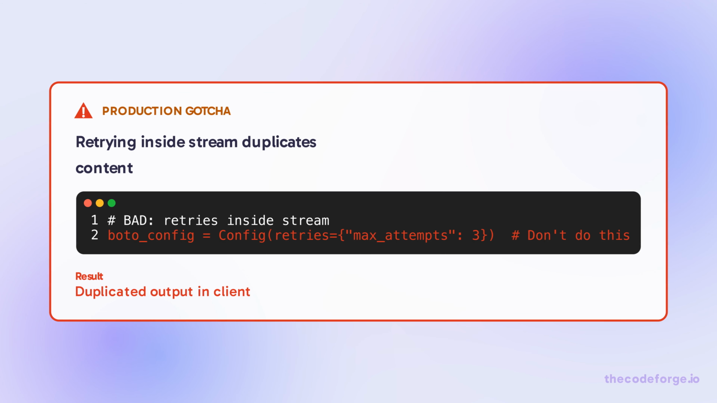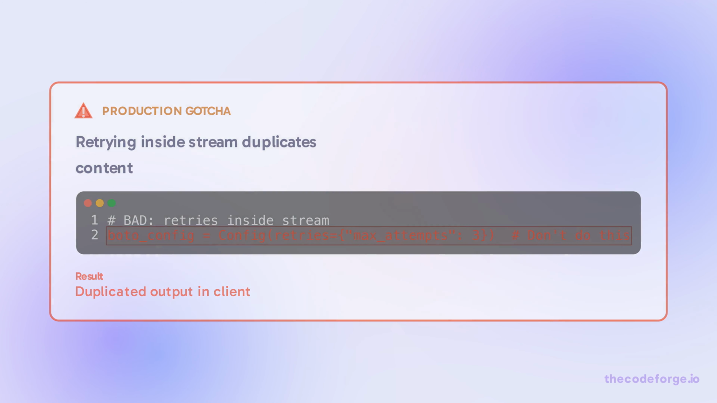Never set max attempts to 1 on a streaming client. If a chunk fails and Boto3 retries, it restarts the stream from the beginning, but your client already received partial output. You get duplicated content. Handle retries at the request level instead.